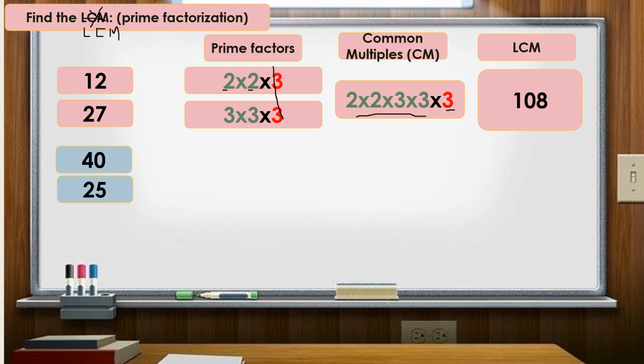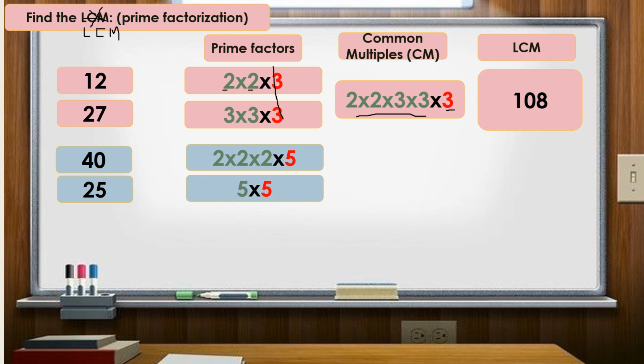Let's have another example: 40 and 25 using prime factorization. The prime factors of 40 are 2 times 2 times 2 times 5. By the way, Teacher Mark, how do you get the prime factors? Again, if you want to know, you watch the other video regarding prime factorization. But I am telling you that you need to know more about the factor tree and continuous division in getting prime factorization. Okay, so 25 is 5 times 5.